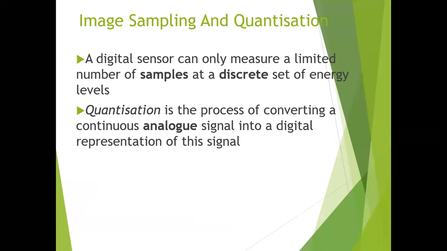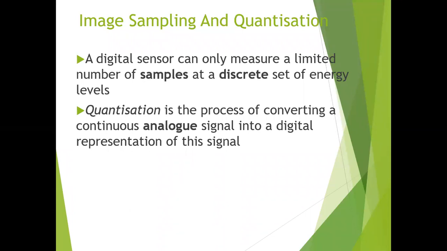So let us discuss sampling and quantization. A digital sensor can only measure a limited number of samples, as you know already. We cannot measure the entire values. So depending on the pixels, the megapixels, how many megapixels, depending on your quality and the cost you are bearing, you may get your number of pixel values. So we are limited with the number of samples.